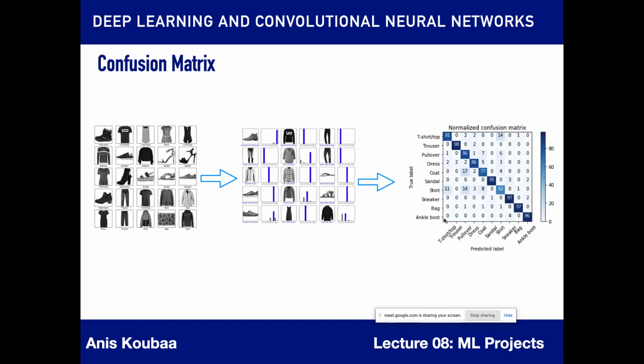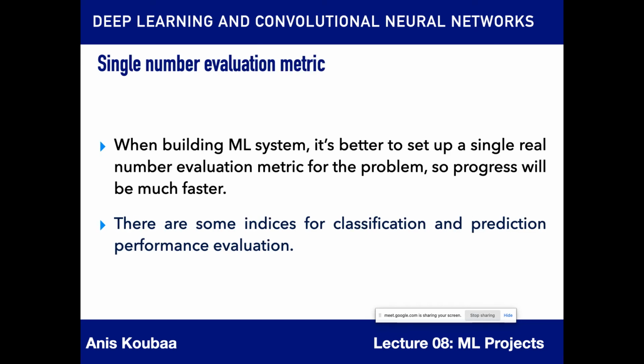And you can also identify which classes worked safely. For example, for trouser here, 98% were correctly classified. So maybe I should not bother myself too much about the trouser class, because it actually got good performance. Okay, so this is how we can analyze the performance of the deep learning model using these different techniques.